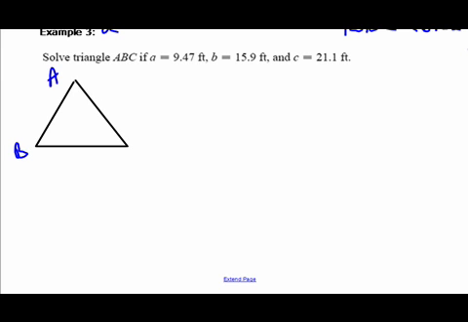Triangle ABC. A is 9.47, B is 15.9, C is 21.1. And it really doesn't matter which angle you try to find first. The one I tried to find first was angle A.